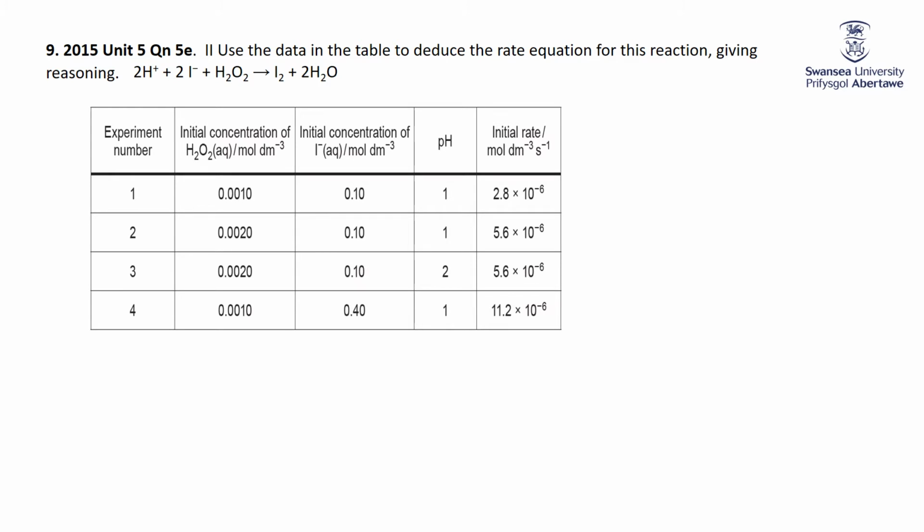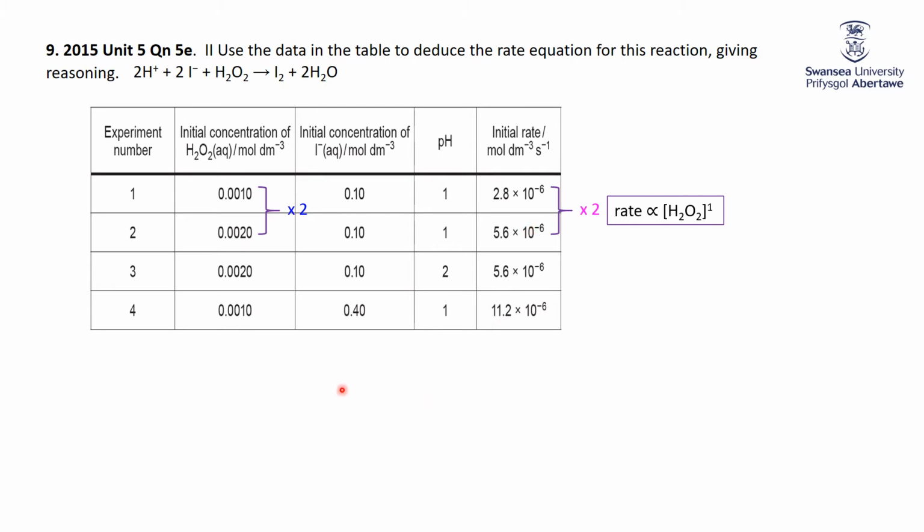Same question, same data, expanded table to allow us to see it better, and we're asked to deduce the rate equation, or the rate law. So what we're going to do is we're going to find pairs of experiments in which only one variable, the H2O2, the I- or the pH, has been changed. So if I look at 1 versus 2, we've changed the H2O2, goes from 0.001 to 0.002, so it's doubled. The I- is the same, the pH is the same, the rate has doubled. Thus, the rate is proportional to the H2O2 to the 1. Whatever we do to the H2O2, we do to the rate.